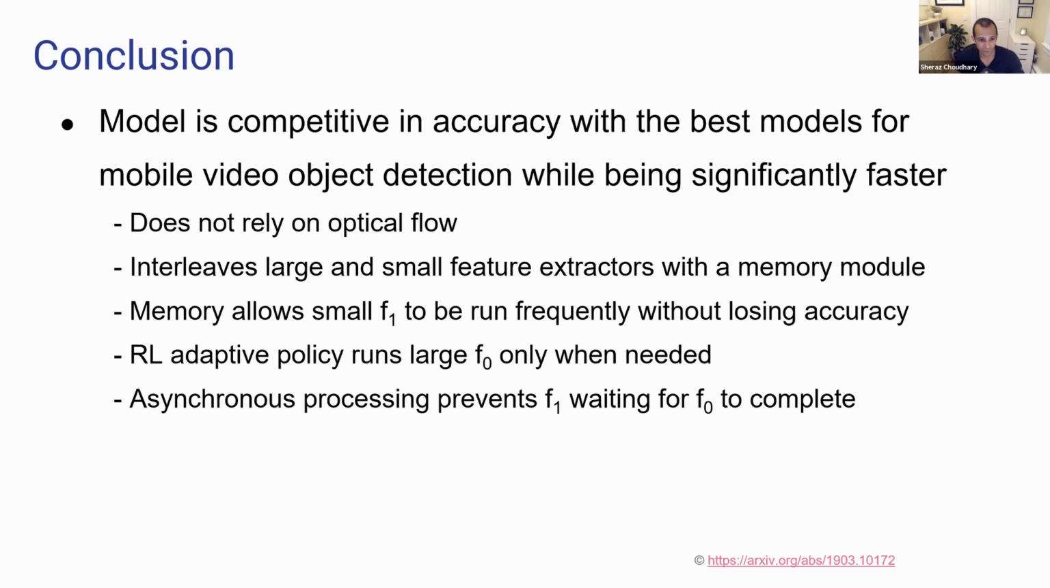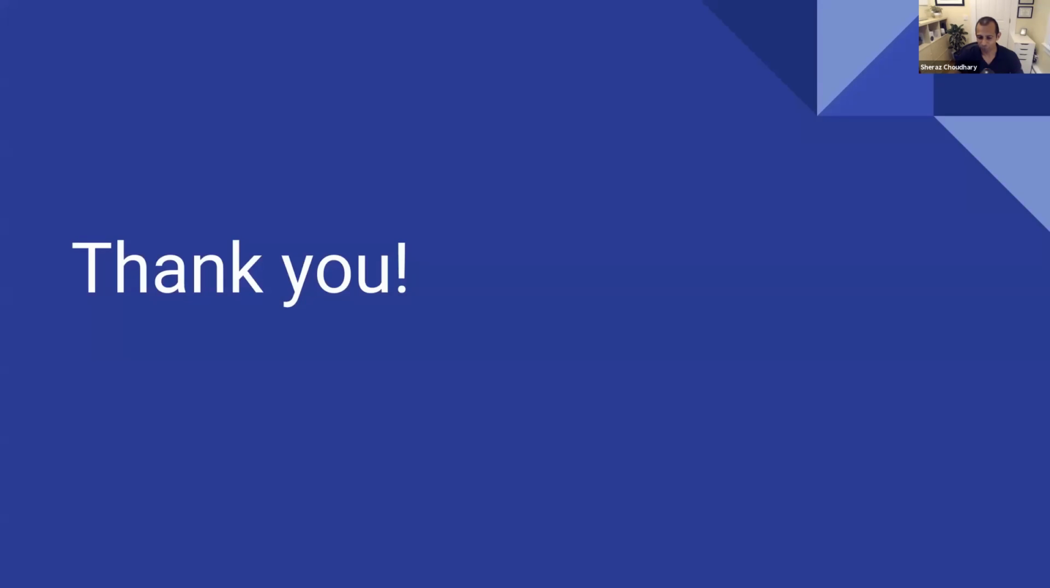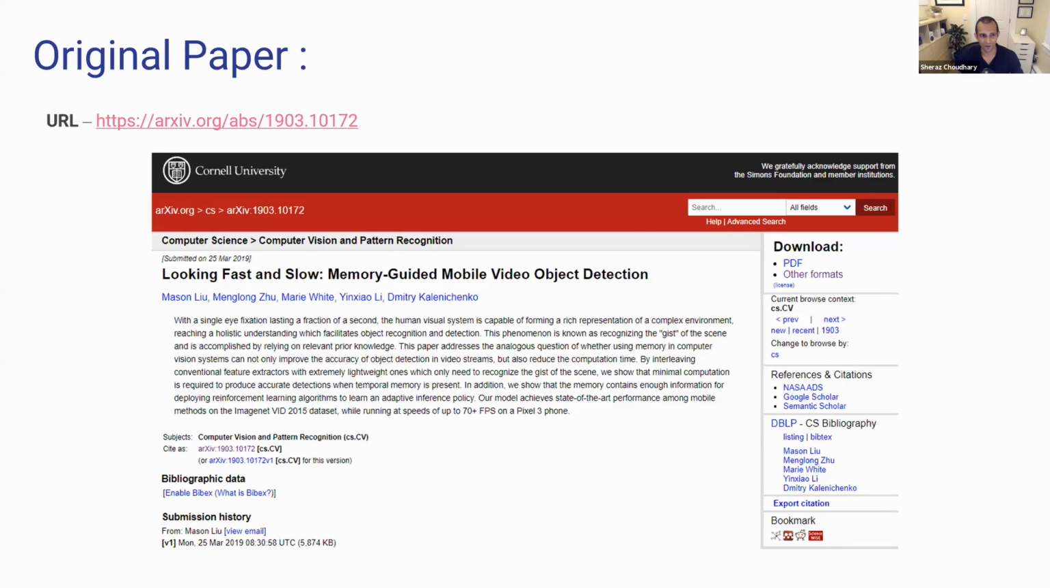The conclusion is that this model is competitive in accuracy with the best models while being extremely fast and lightweight. It does not rely on optical flow. It interleaves small and large feature extractors using a memory module. The memory module allows the small model to be run without losing accuracy. The reinforcement learning adaptive policy runs the large model only when needed. And asynchronous processing prevents the small model from waiting for the large model to complete. With that, thank you. And here is the original paper.